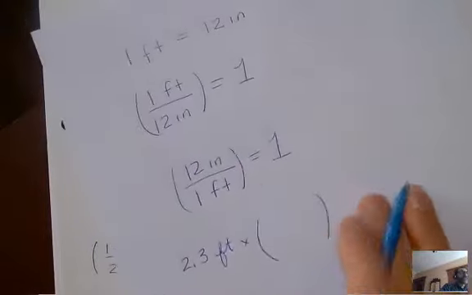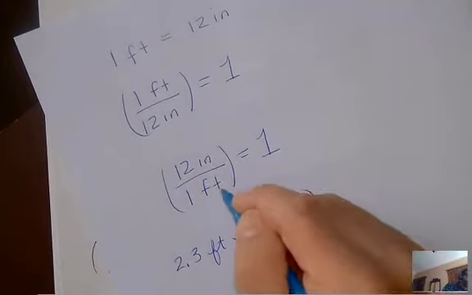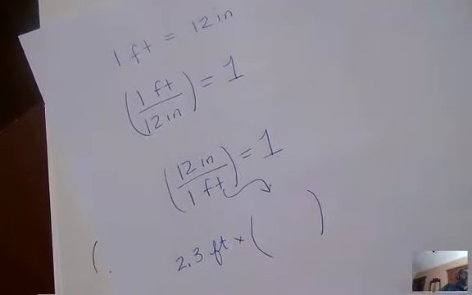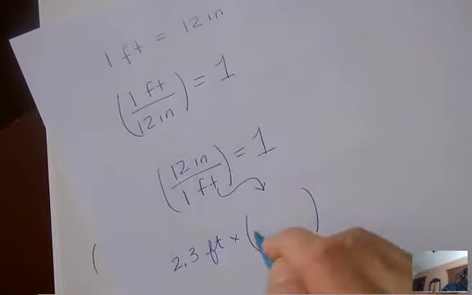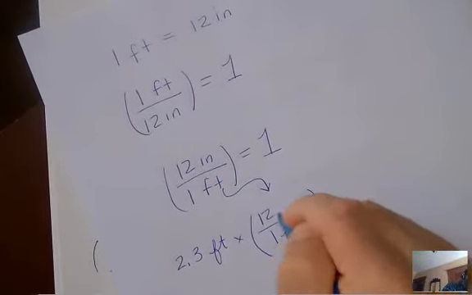Which of these two guys over here are we going to use? We're going to use this one over here because I want feet to cancel out. So in here, I'm going to multiply by 1. I'm always allowed to multiply by 1 in math, right? It's a nice trick. So 1 foot is equal to 12 inches.